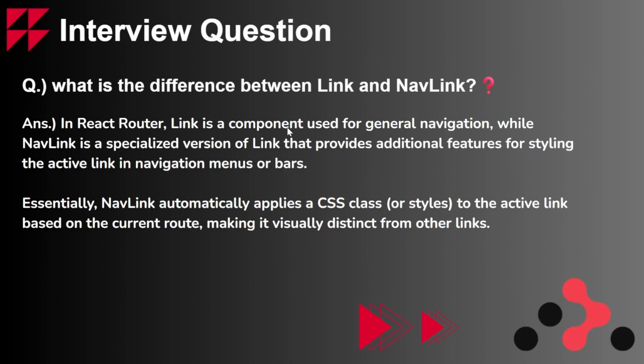First of all, I don't expect you to understand this answer as of now. I'm going to create a separate video for just this interview question, where I will show you the difference in code, so that it will be easy for you to understand the major difference. But for now, let's read the answer. In React Router, Link is a component which is used for general navigation, while NavLink is a specialized version of Link that provides additional features for styling the active link in navigation menus or bars. Essentially, NavLink automatically applies a CSS class or styles to the active link based on the current route, making it visually distinct from other links.